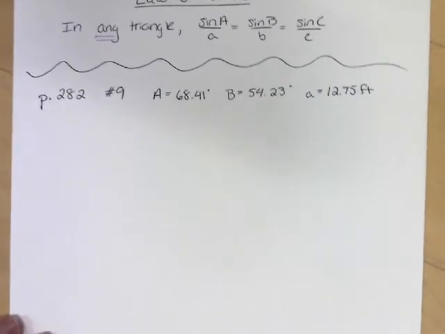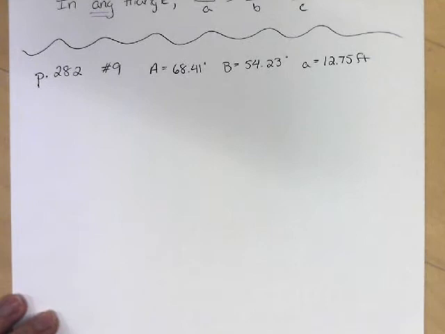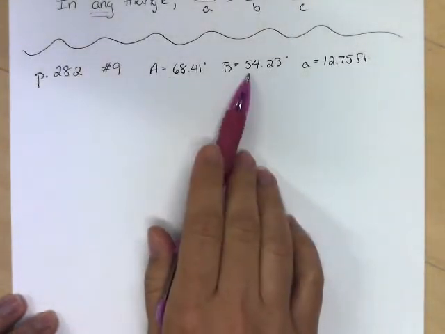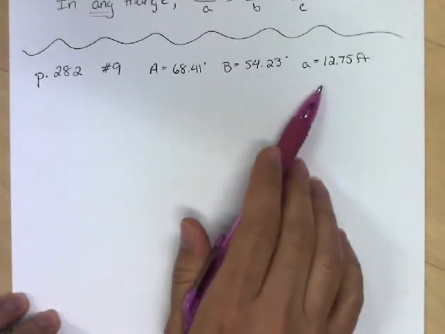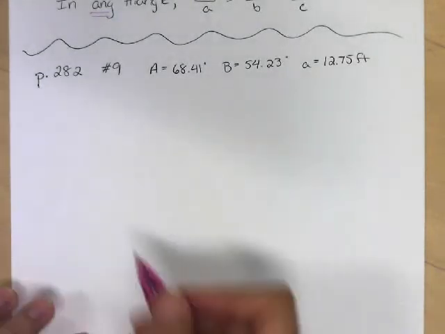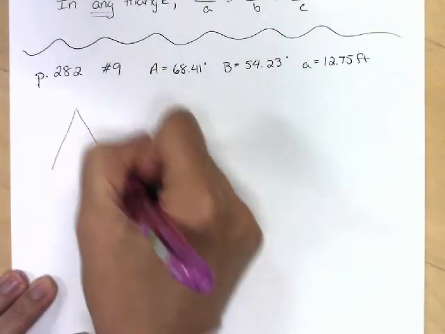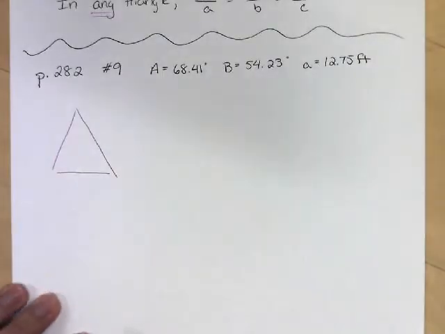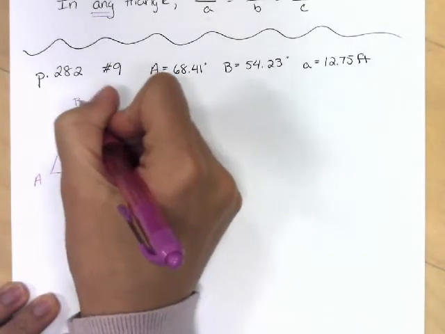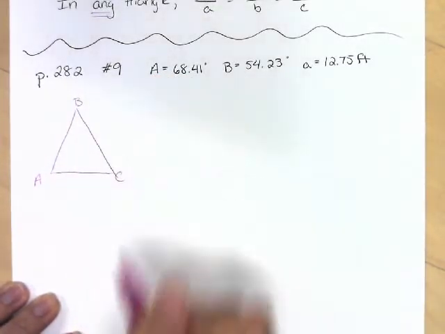So let's take a look at this example. It's in your book on page 282, number 9. We are given two angle measures to start and one side length. Okay, let's start by sketching out a picture of this. Just draw a generic triangle. Label side A, or angle A, B, and C.